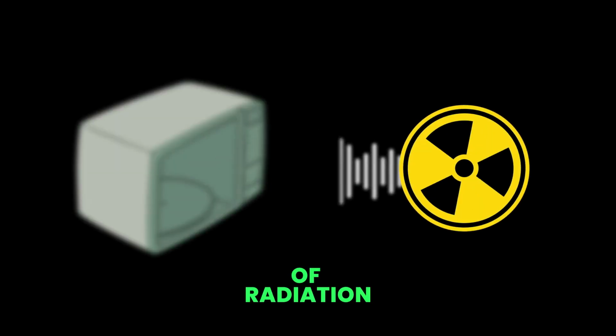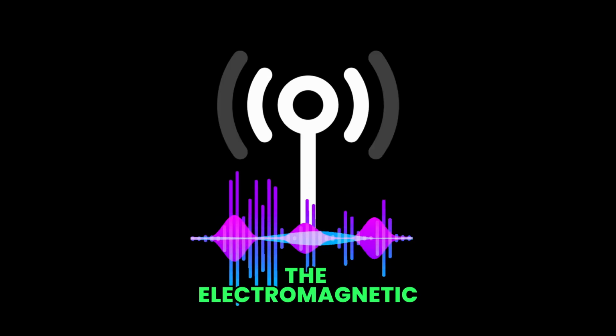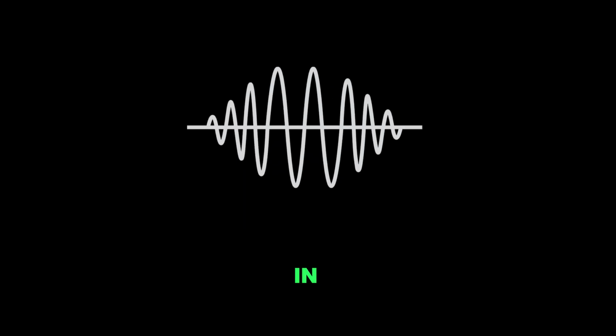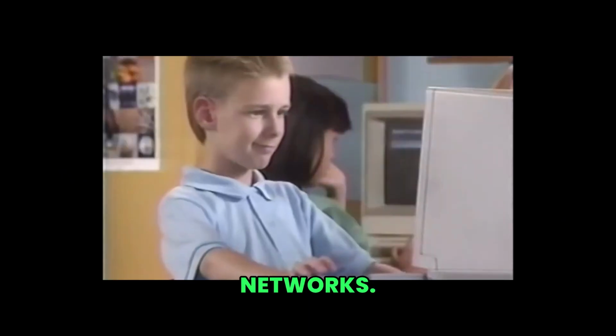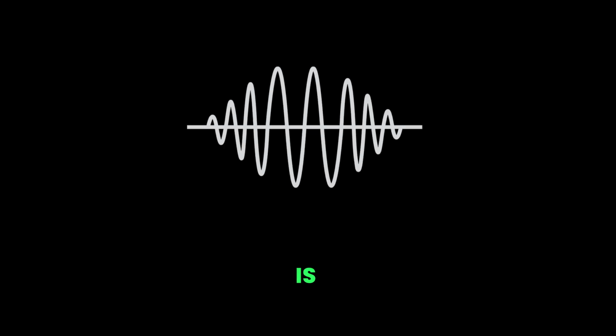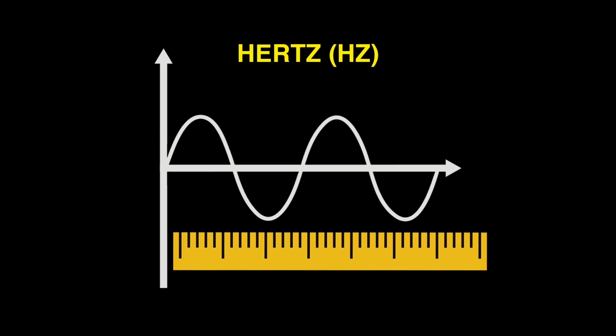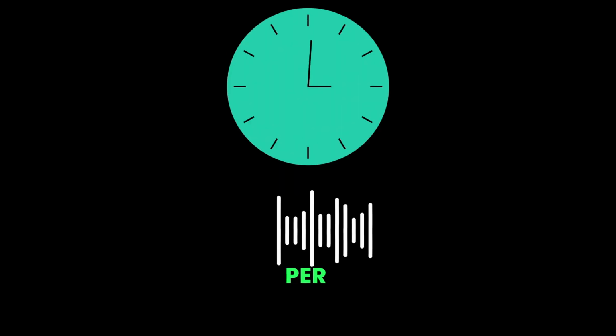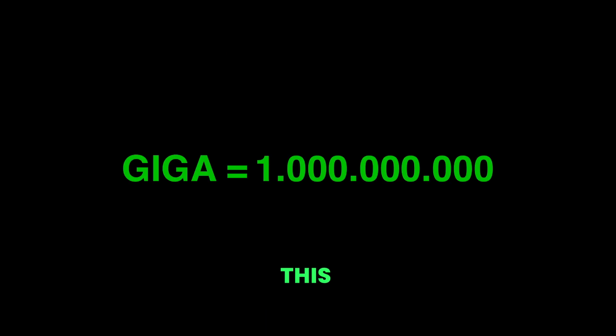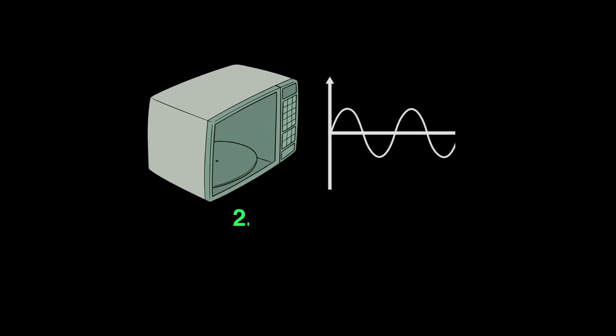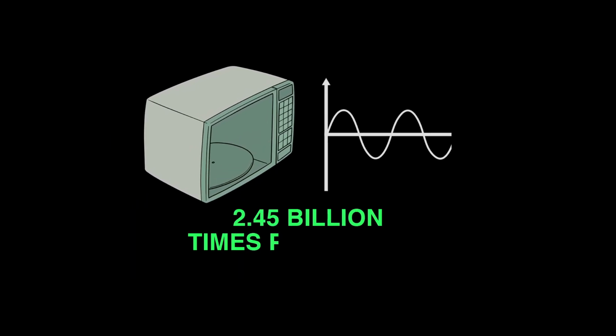Microwaves are a type of radiation, specifically from the electromagnetic wave spectrum, the same type used in cell phones and Wi-Fi networks. Their frequency is approximately 2.45 gigahertz. Hertz is the unit of measurement for frequency, representing the number of oscillations per second. Since giga means billions, this means that microwaves oscillate 2.45 billion times per second.